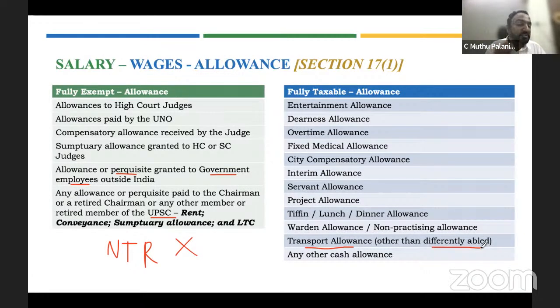For persons who are differently abled, there is exemption. So what is fully taxable? Transport allowance given to persons other than differently abled persons, and any other allowance under any other name will be covered as fully taxable. So these are all the incomes that are taxed as fully taxable allowances for the purpose of income tax.